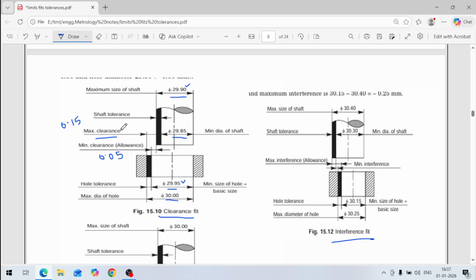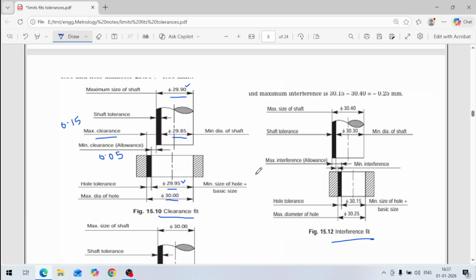So this much clearance is allowed. The minimum gap should be 50 micron and the maximum gap should be 150 micron. This is a type of clearance fit. This is called clearance fit.